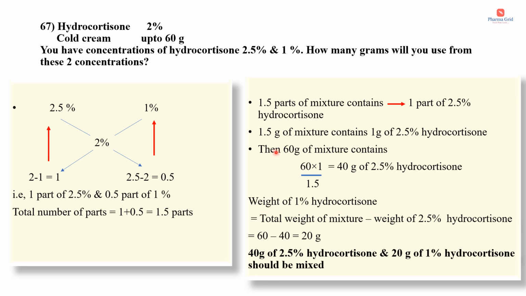Now we have found the weight of 2.5% hydrocortisone, which is 40 gram. Now the weight of 1% hydrocortisone: we already know the total weight of the mixture is 60 gram, minus the weight of 2.5% hydrocortisone, which is 40. That is 60 minus 40, equal to 20 gram. So 20 gram is the weight of 1% hydrocortisone. So 40 gram of 2.5% hydrocortisone and 20 gram of 1% hydrocortisone should be mixed. This is the answer.